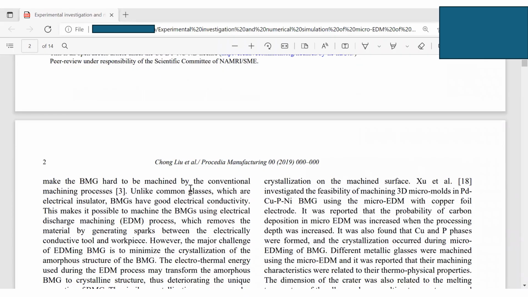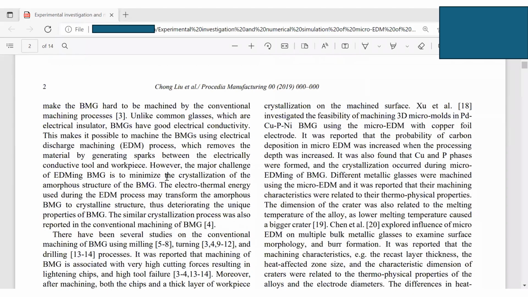Unlike common glasses, which are electrical insulators, BMGs have good electrical conductivity. So that's the reason we can use EDM. This makes it possible to machine BMGs using the EDM process, which removes material by generating sparks between the electrically conductive tool and workpiece. So this is the result you should know.